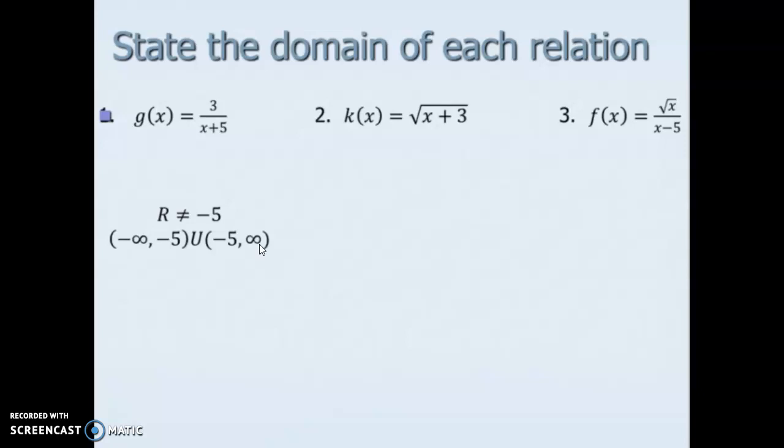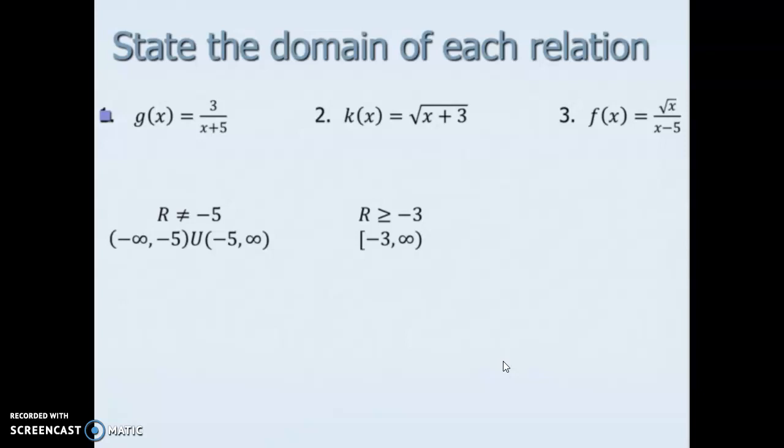On the second one, we're looking at our square root rule, because I'm looking at a square root. Whatever's inside my square root has to be greater than or equal to 0, or cannot be negative. So I'm going to say x plus 3 is greater than or equal to 0. And that's what I'm going to solve. So I'd subtract my 3 over. I'm going to get that x is greater than or equal to -3. So that would be all real numbers greater than or equal to -3, or again with interval notation, -3 to infinity.